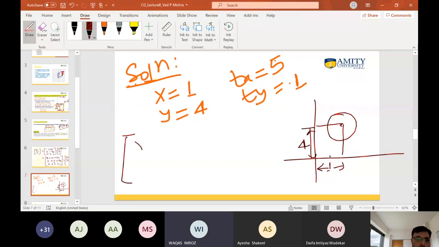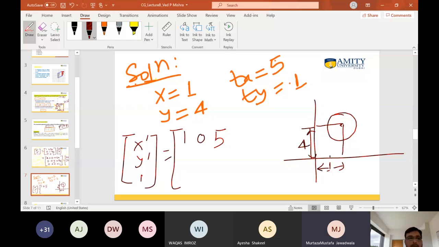So what was our formula? You have to find x dash y dash 1. So 1 0 5. Sir, if we know, can't we directly add? Why make a matrix again? Yes, you can directly add, there is no problem. But whenever you write a program, you will have to write one procedure, no? How will the computer know?